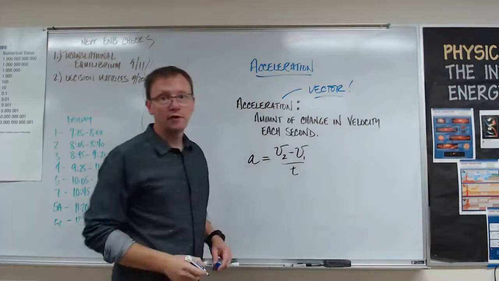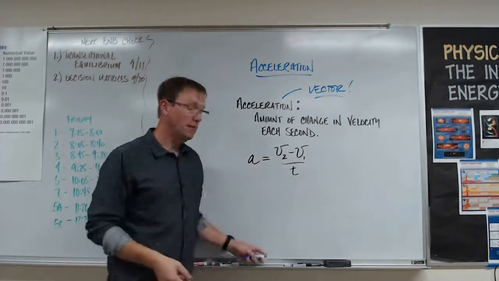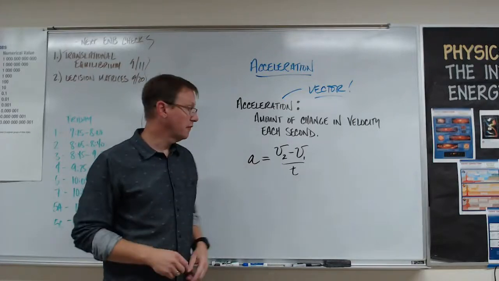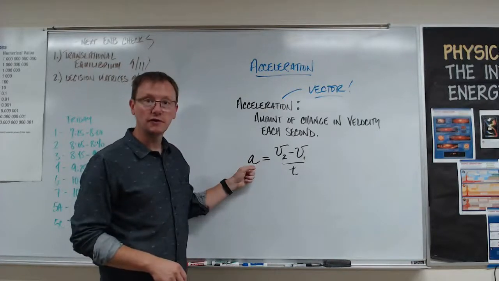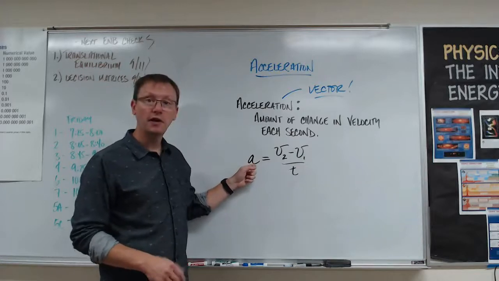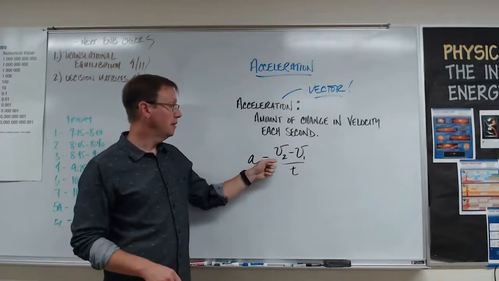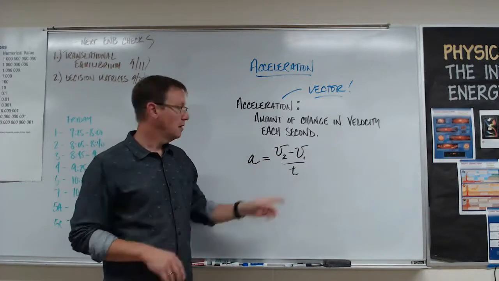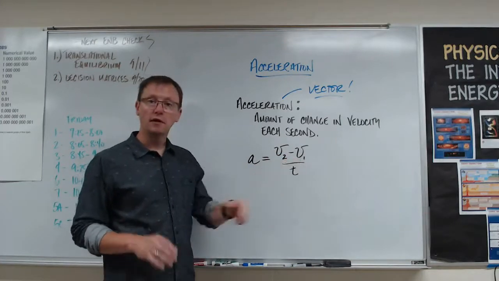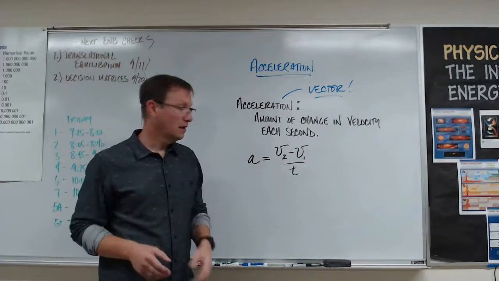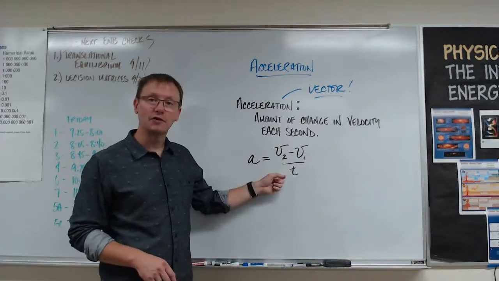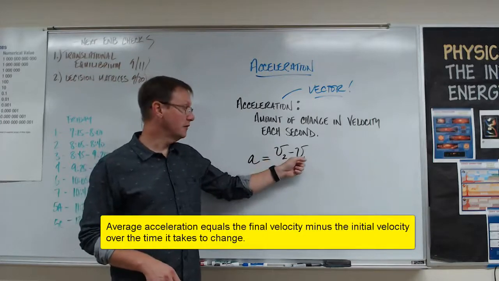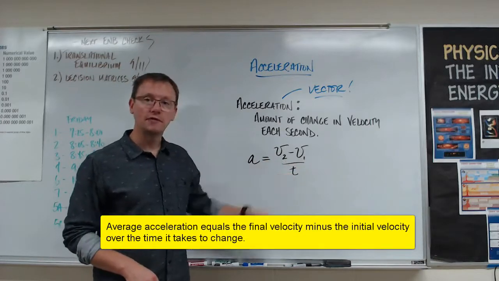And so it must have a direction. Now, the way that we calculate this is with our next formula. So here we have our third formula for the class. It's the average acceleration formula. So the acceleration, a, is equal to v sub 2, which means the final velocity, minus v sub 1, which means the initial velocity, over the time that it takes to change. So again, the final velocity minus the initial velocity over the time that it takes to change.